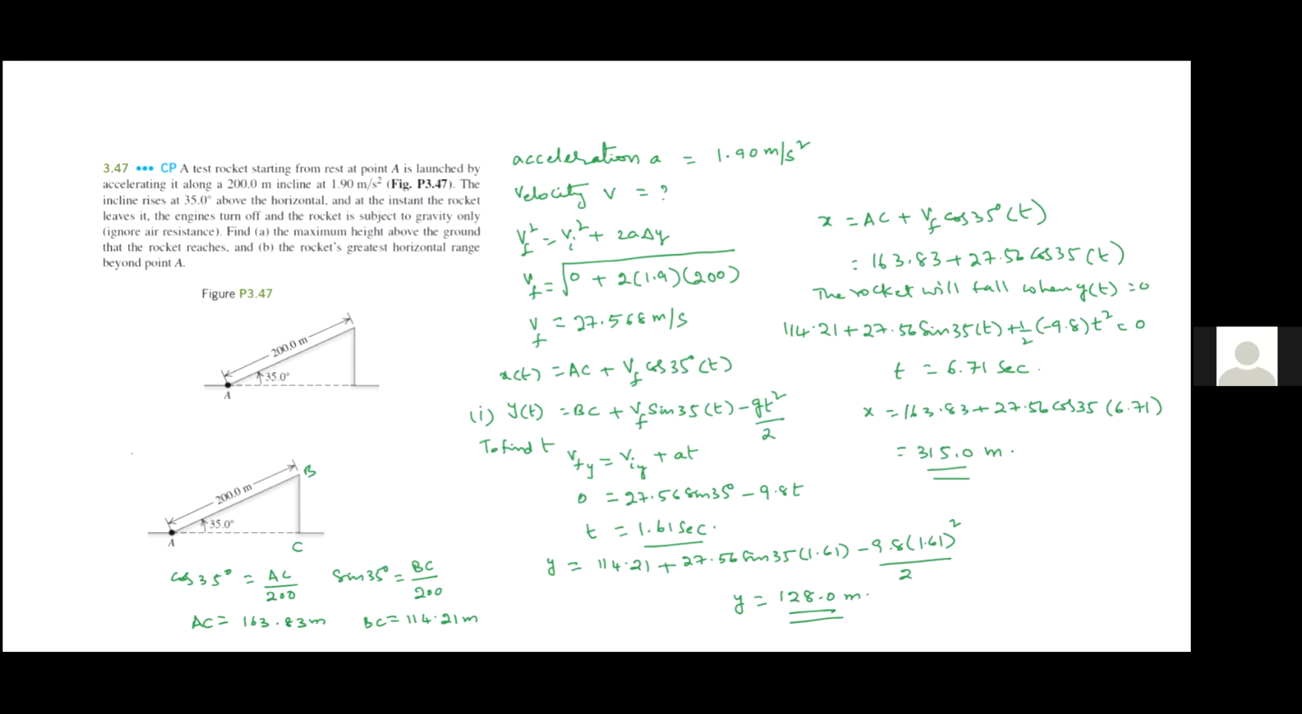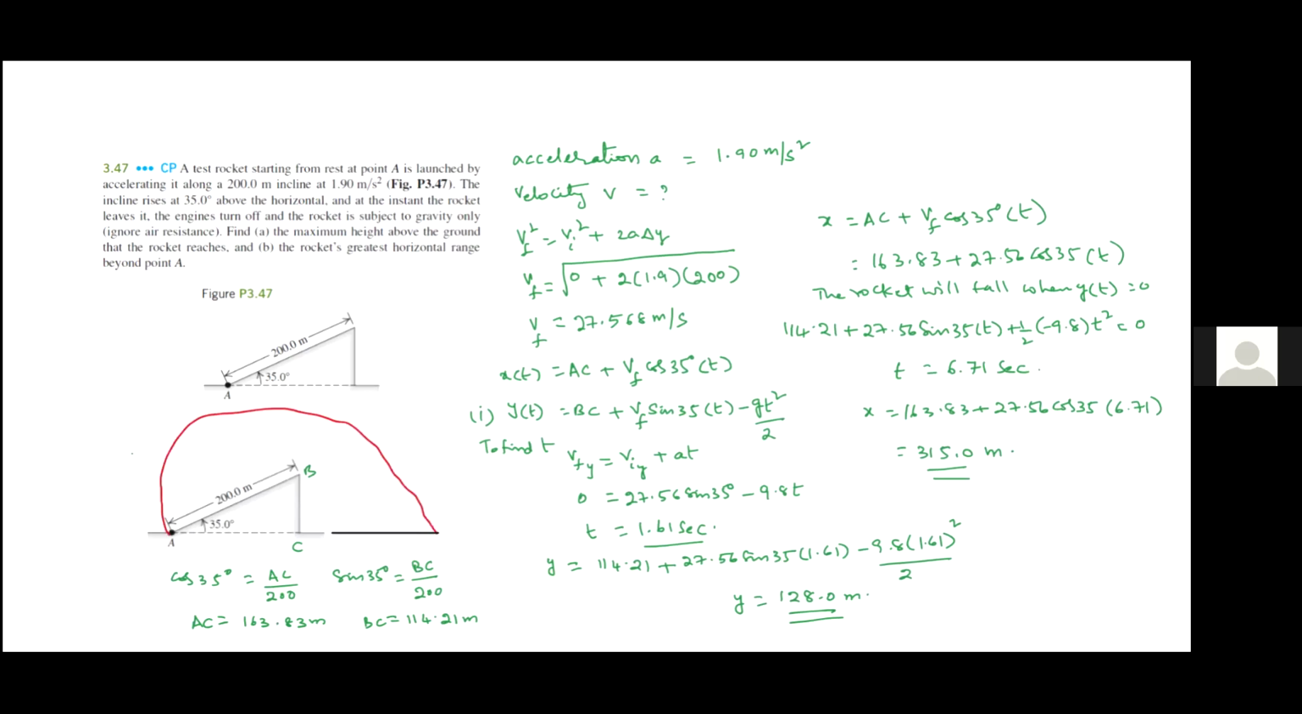Actually, it is like this. It starts from here, goes some height, and then falls like this. This is the line. So like this it will be. Now we have to find out delta x and delta y.